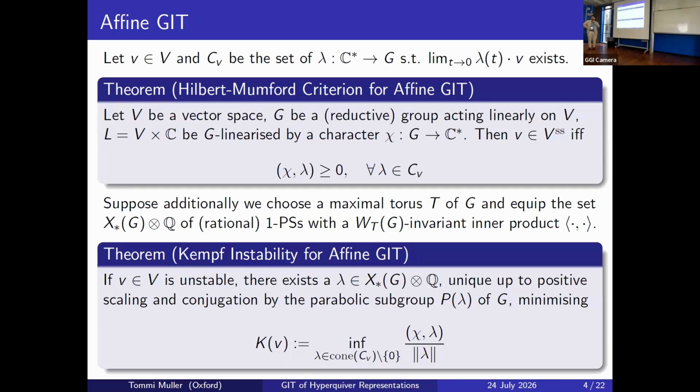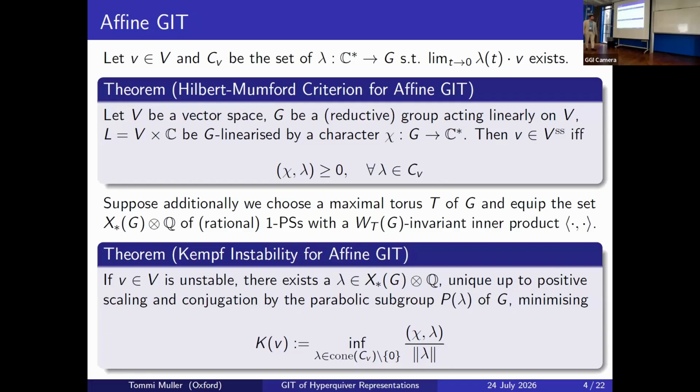The problem is keeping the notation in my head. That's the set of one parameter subgroups. That would be P(G). Sorry, W sub P(G), that's the Weyl group of G with respect to a choice of maximal torus. Yeah, you can choose a maximal torus of G.